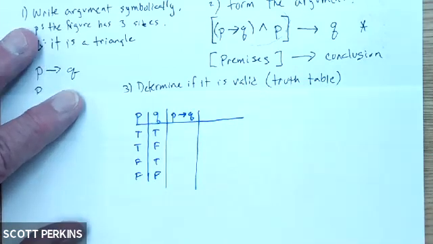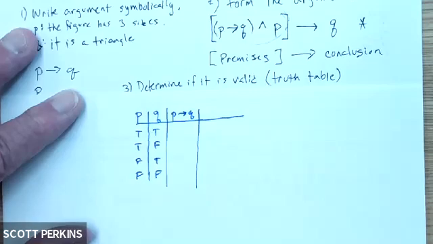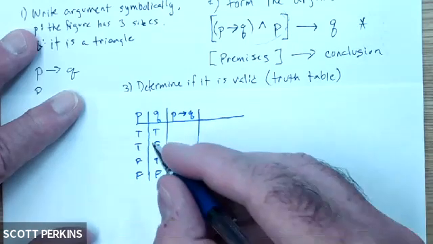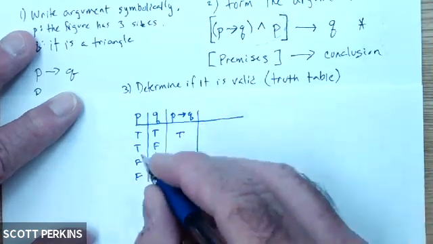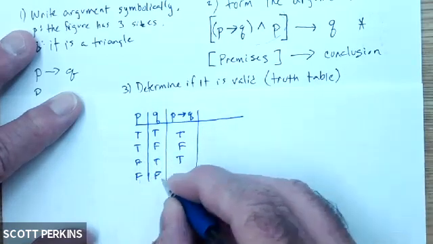That's the conditional statement. When is the only time the conditional statement is false? True then false. That is great. So true then true is true. True then false is false. False then true, true. False then false is true.